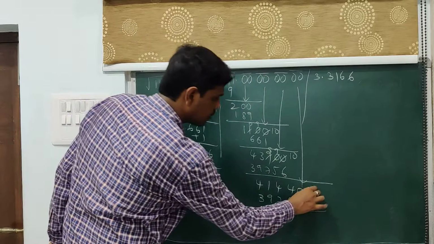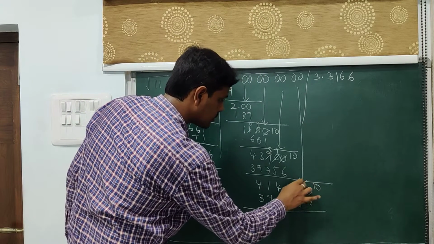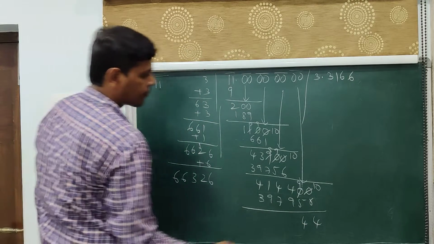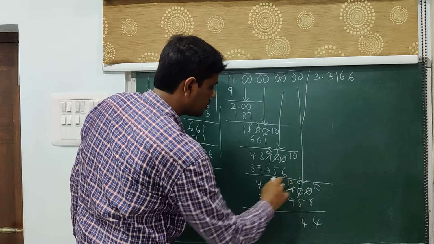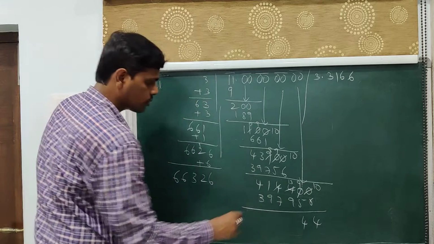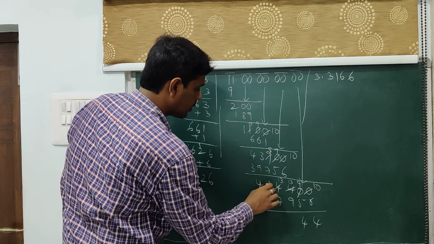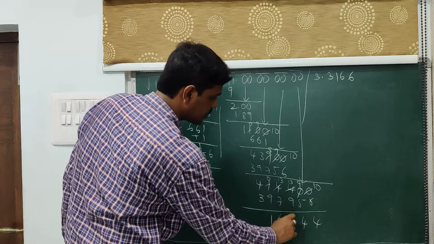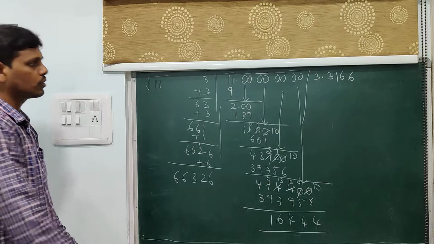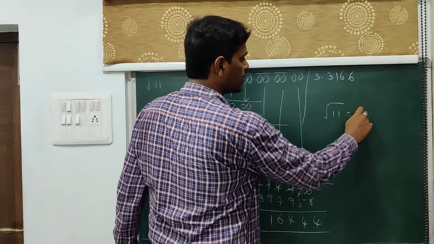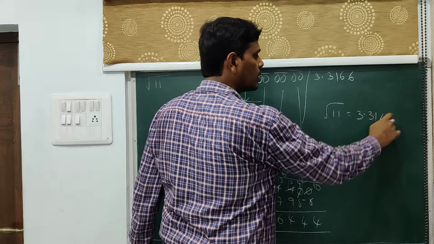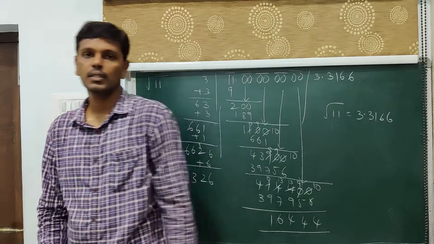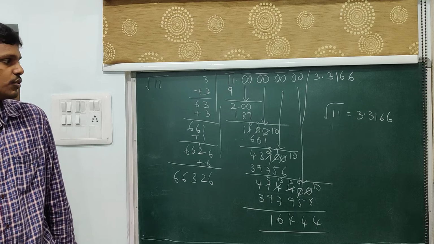So subtract that. What do you get? This is 4, this is also 4, then 13. 40 minus 39 is 1, 13 minus 7 is 6, and this is 4. So finally you can say that the square root of 11 is equal to 3.3166 approximately. We will be calculating as per the number of decimal places they have asked you.